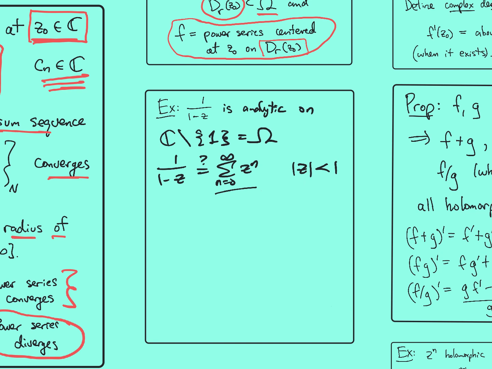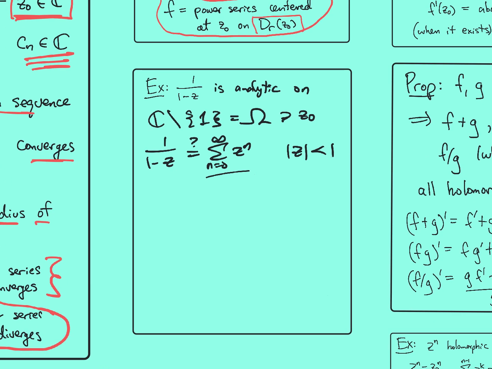To show it's analytic on this whole set, you'd have to take an arbitrary point, say z0, in here, and find a power series representation centered at z0. To get started, I guess we should establish this fact because it becomes very useful when proving it's analytic on the whole set. So why is this true?